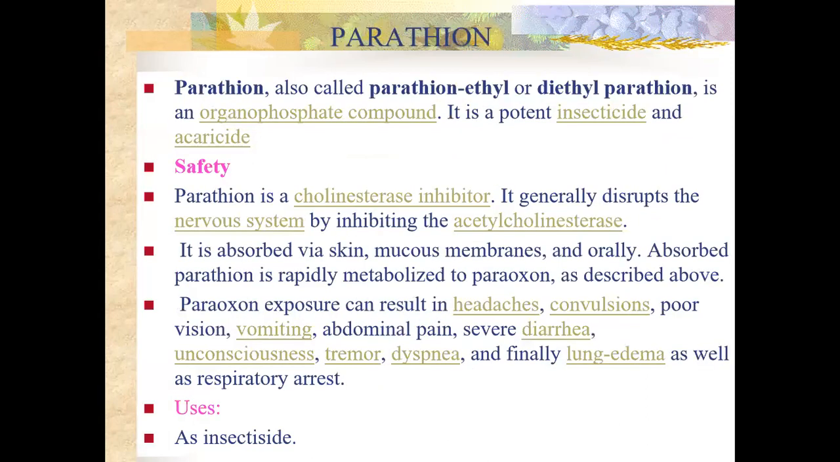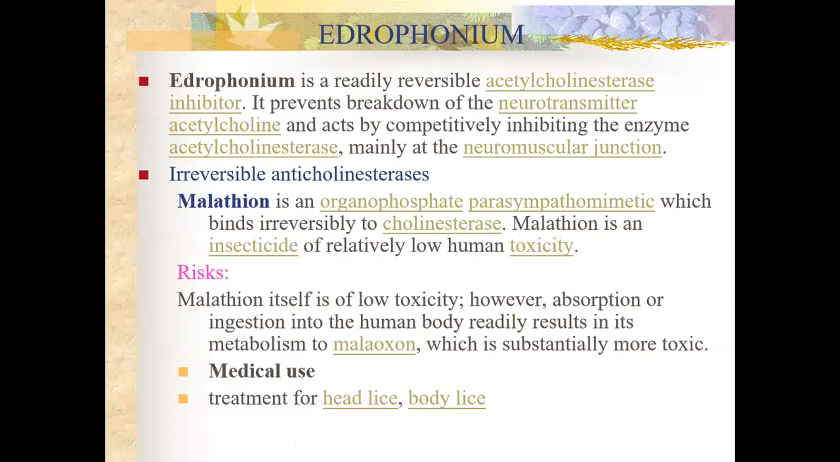And parathion, also called parathion-ethyl or diethyl parathion, is an organic phosphate compound, also a potent insecticide and acaricide. With respect to safety, parathion is a cholinesterase inhibitor that disrupts the nervous system by inhibiting acetylcholinesterase. Absorbed via the skin, mucous membranes, and orally, it is rapidly metabolized to paraoxon. Paraoxon exposure can result in headaches, convulsions, poor vision, vomiting, abdominal pain, severe diarrhea, unconsciousness, tremor, dyspnea, and finally lung edema as well as respiratory arrest. It is mainly used as an insecticide, but accidental or suicidal poisoning with this drug can occur.